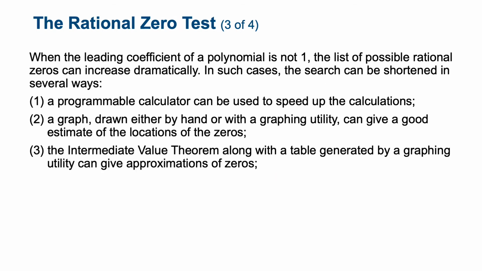Okay, so what about when the leading coefficient of a polynomial is not 1? Okay, so how can we do that? Well, then what happens is that the list of possible zeros increases a lot. It can become much more complicated. So in this case, we can make it easier by using a graphing calculator to evaluate the potential zeros. We could use a graph to see where the zeros are located. And using that graph, we can calculate and prove that they are zeros. And you can also use the intermediate value theorem with the table to get an approximation of zeros.